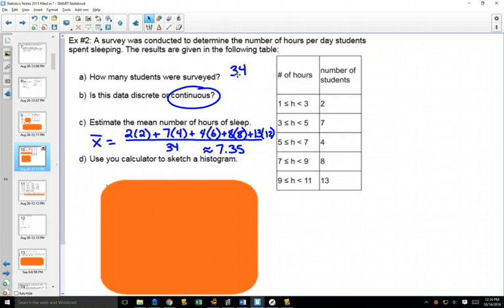Now, if you wanted to get an estimate of the mean, you would take the mid values of each of them and multiply by how many students were in that. So there were 2 students that would, on average, sleep 2 hours, 7 students that slept 4 hours, and so on. And putting those values through, you get an average of 7.35. Which seems nice. I could use 7 and a bit hours of sleep.